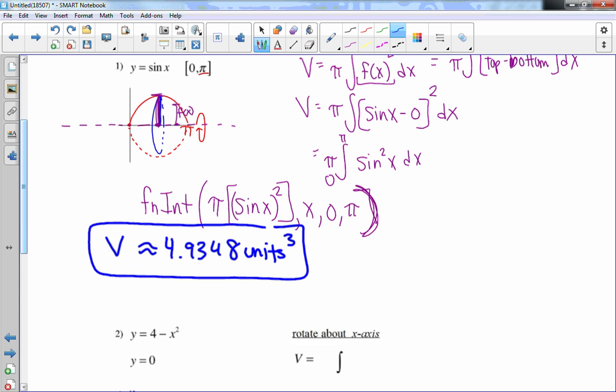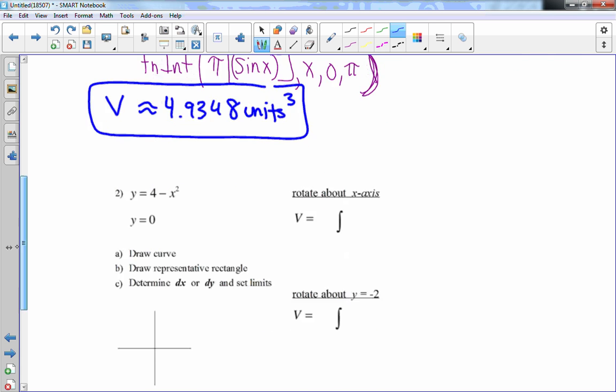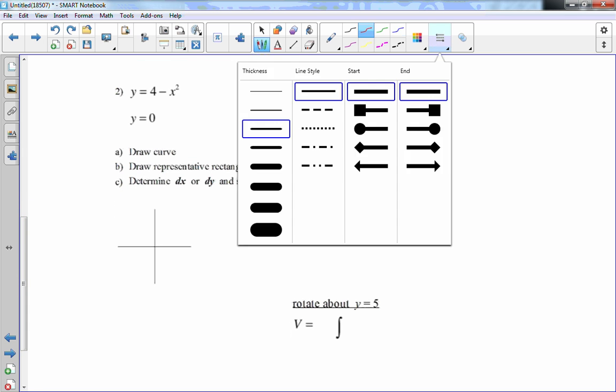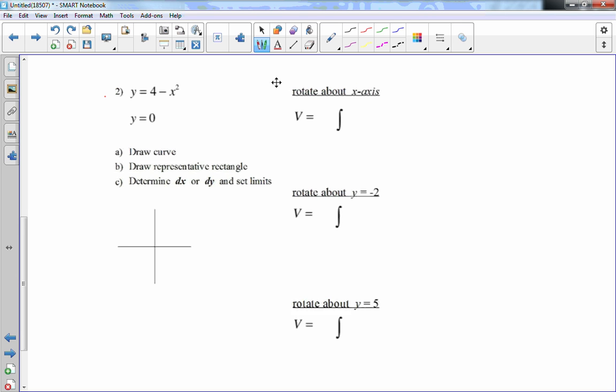Now we're going to start changing it a little bit. The next one down, let's draw it. Okay, y equals minus x squared, which is the same as y equals negative x squared plus 4. Can anyone tell me how to draw that? Okay, tell me, Jake. Okay, vertical shift up 4.